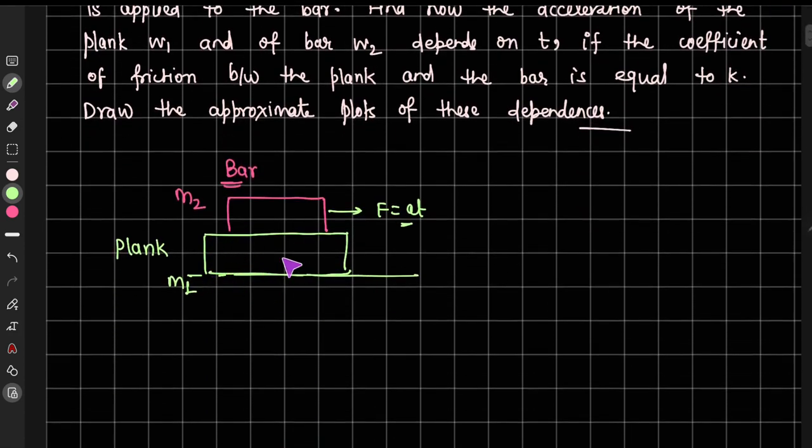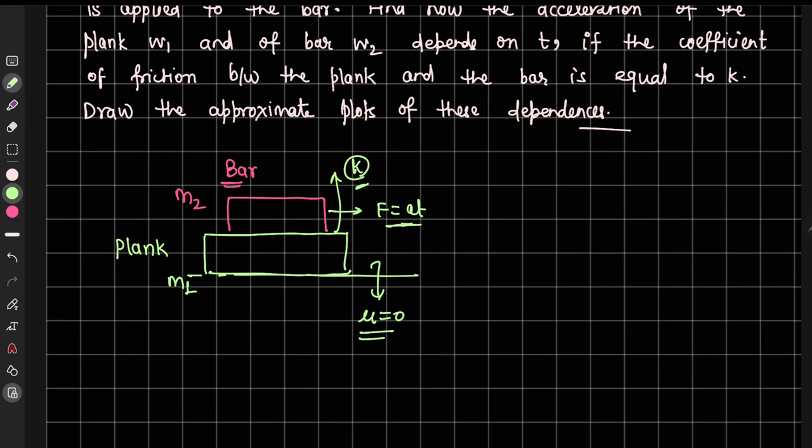We have a plank of mass m1 and a bar of mass m2. The entire system is sitting on a surface where the coefficient of friction is equal to 0, and the bar is sitting on the plank, where the coefficient of friction between the bar and the plank is given as k.